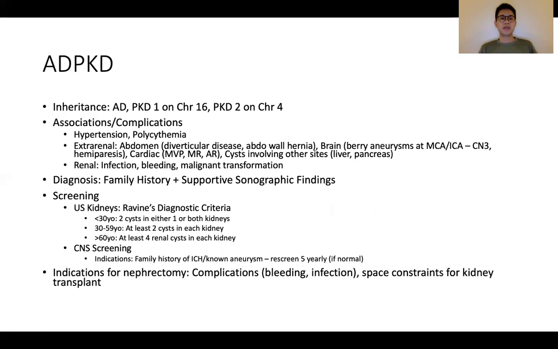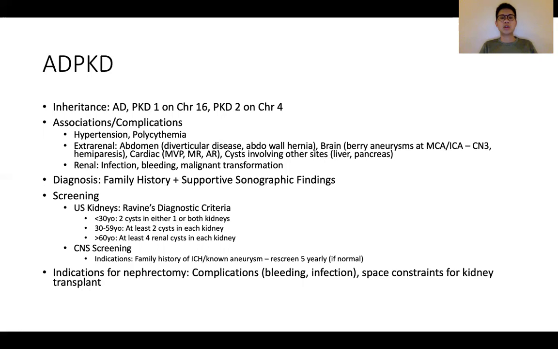So this set of slides is the content for ADPKD, which you probably have to commit to memory. It's autosomal dominant. PKD1 occurs due to a mutation on chromosome 16 and PKD2 on chromosome 4. It is important to know the complications. So I think of it in terms of general ones, which would be hypertension and polycythemia.